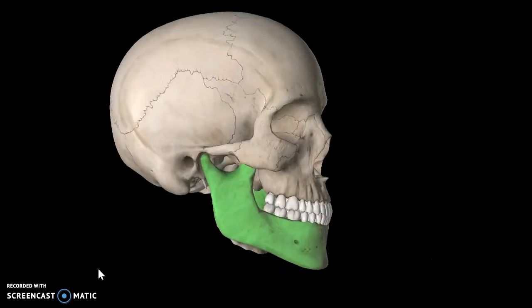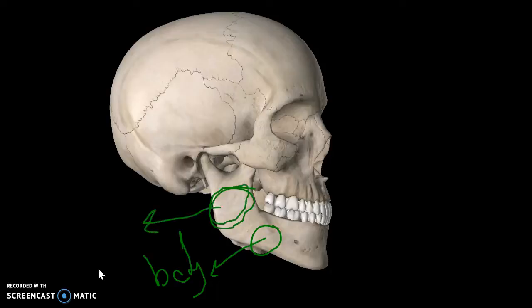The mandible is made up of a few different structures. The first one to pay attention to is this area here. This is known as the body of the mandible. And this entire area here is known as the ramus. So mandibular ramus, or the ramus of the mandible.